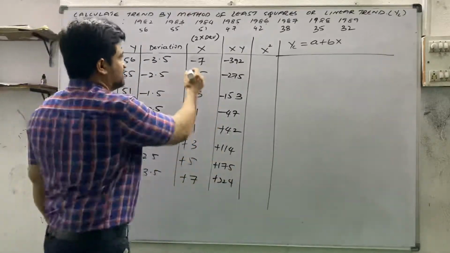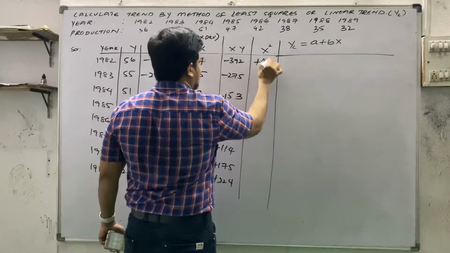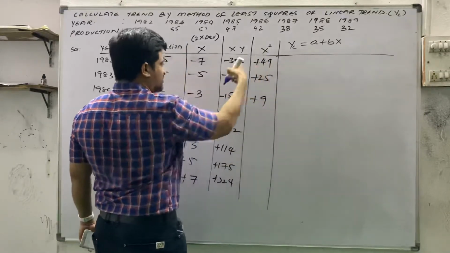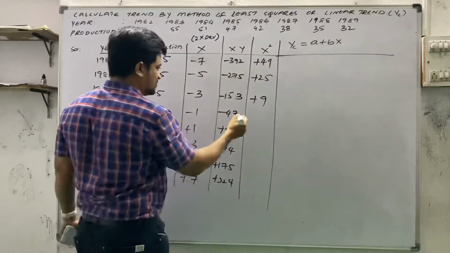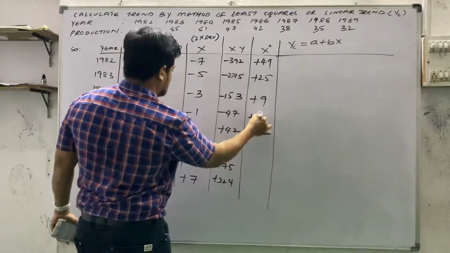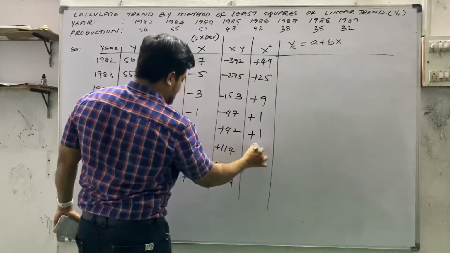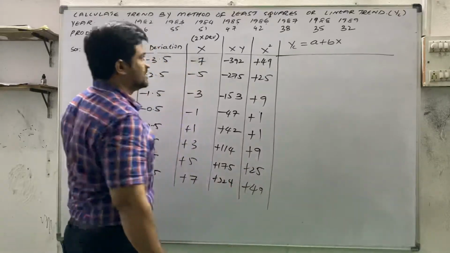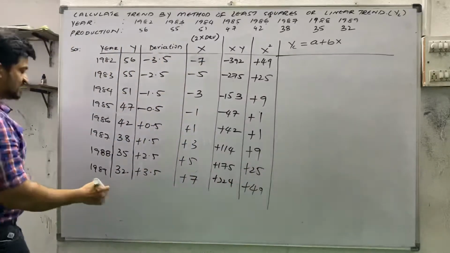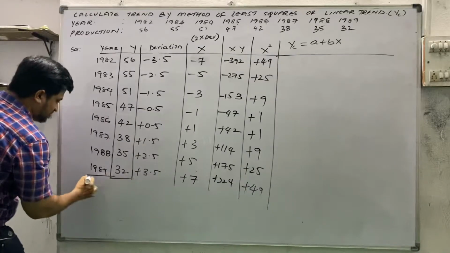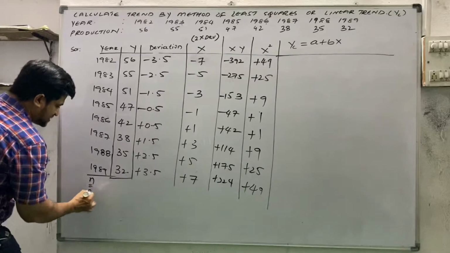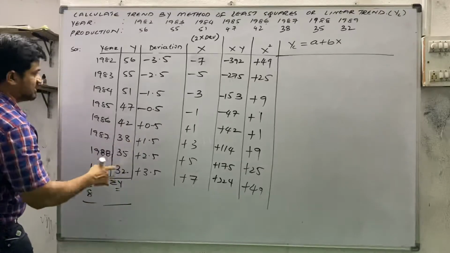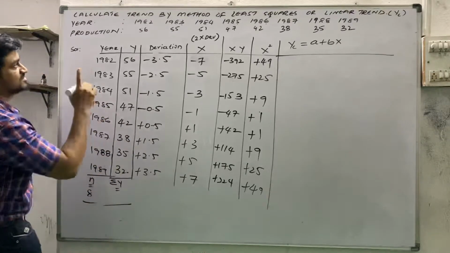Then x square: minus 7 into minus 7, 49. This is 25. 3 into 3, 9. Because we are squaring, there is no need to take any negative value. Then 1. Again plus 1, plus 9. Plus values also give plus only. Plus 49. Now we have to find the sum of these values. See, these are the number of years, n is equal to 8. This is summation capital Y. Summation will be the total of this.